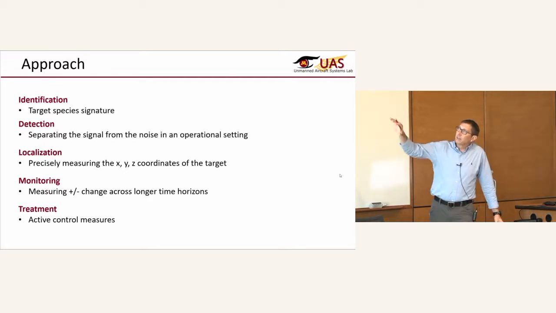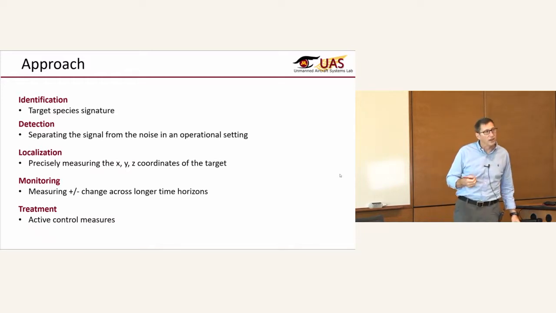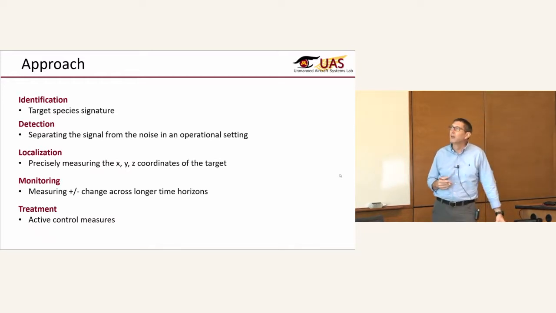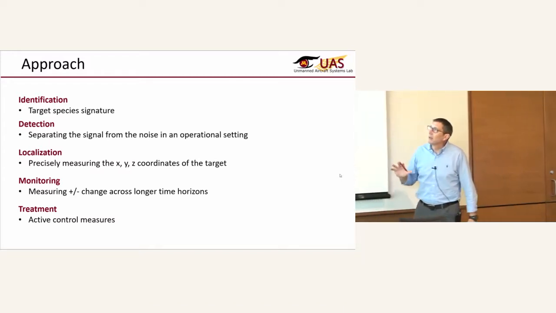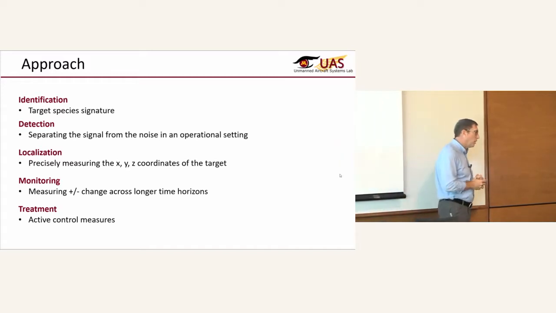But then the next step is detection, right? And identification and detection sound a lot alike. But detection would be being able to do that in an operational setting, right? So when you're out in the field and you don't know anything about the presence of a species, are you able to then extract it as easily as you could in a controlled environment? Localization, so precisely measuring where it is on the Earth.